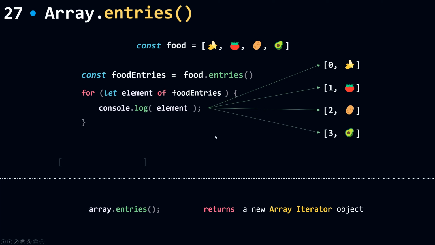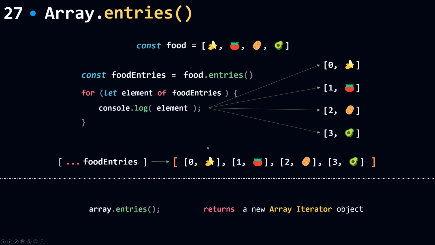You can also get these elements here of our food entries by spreading our food entries using the spread operator. In this case, you will get an array with all of these elements here inside. That's it for the entries method. Now let's move on to the keys method.